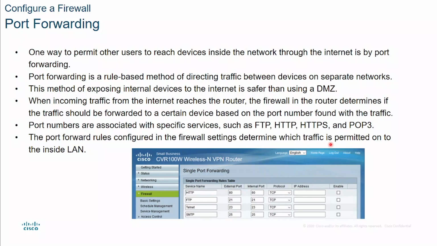When incoming traffic from the internet reaches the router, the firewall in the router determines if the traffic should be forwarded to a certain device based on the port number found with the traffic. The port numbers are associated with specific services. Remember I talked about this, whether it is going to be file transfer protocol, hypertext transfer protocol, hypertext transfer protocol secure, or POP3, which is for mail servers. The port forward rules configured in the firewall settings determine which traffic is permitted onto the inside local area network.